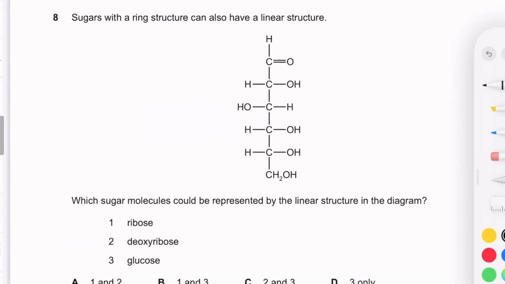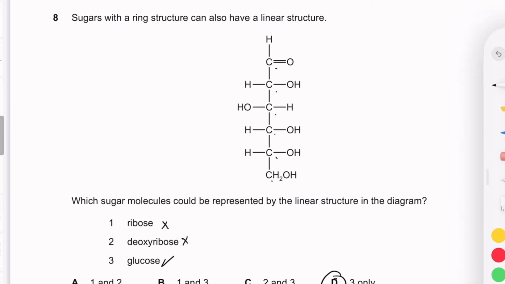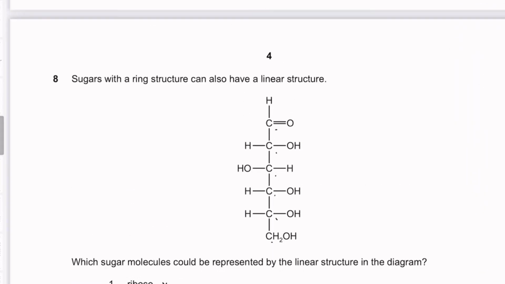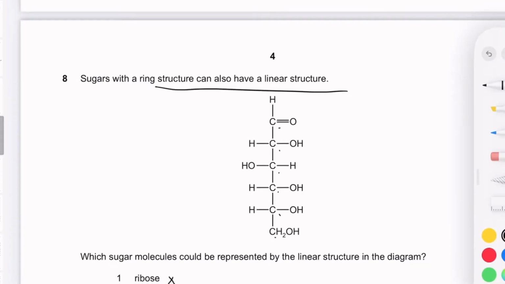Sugars with a ring structure can also have a linear structure. Which sugar molecules could be represented by a linear structure in the diagram? When we look at this linear structure, the first thing that should come to mind is glucose, but we have to count to make sure. 1, 2, 3, 4, 5, 6, obviously glucose, not any other monosaccharide. Not ribose, it's a pentose sugar. Not deoxyribose, it's only glucose. D. Glucose can also have ring structures, but it also has, as they mentioned in the beginning, a linear structure.